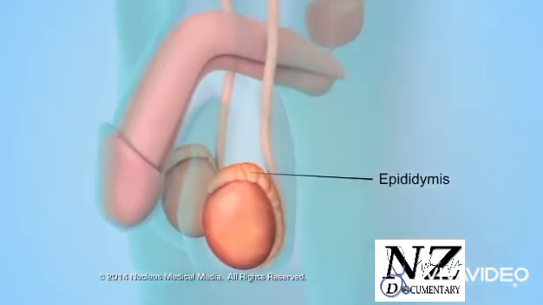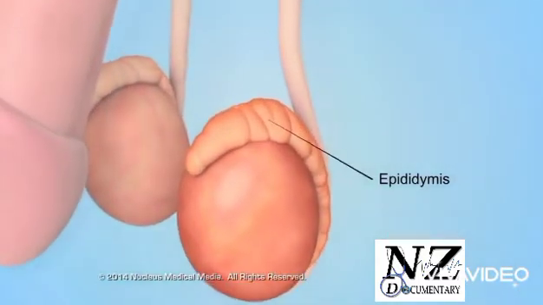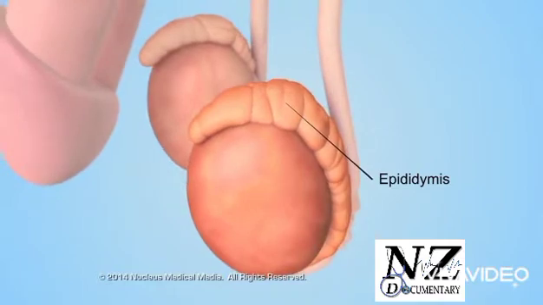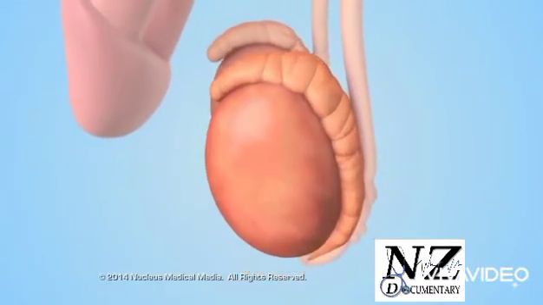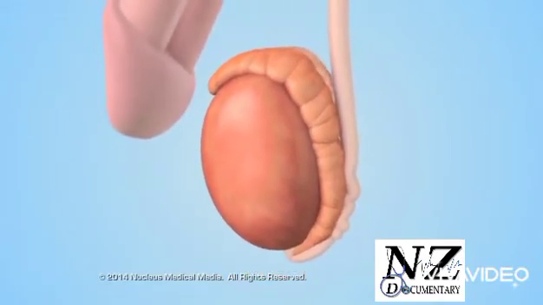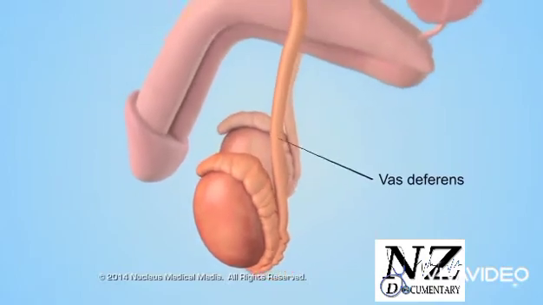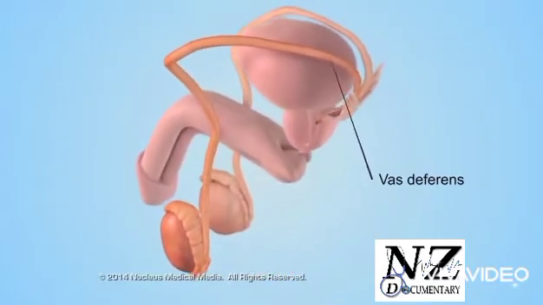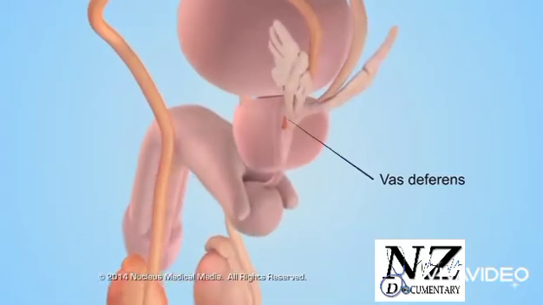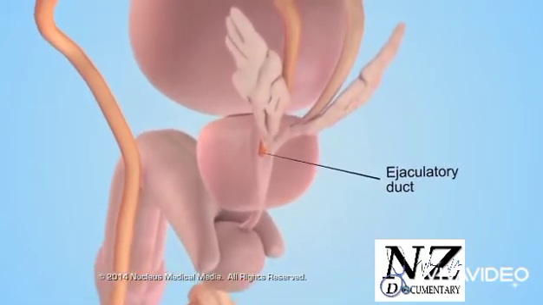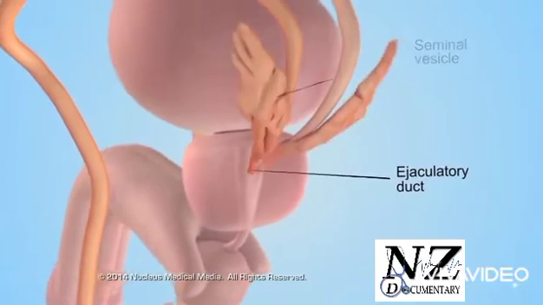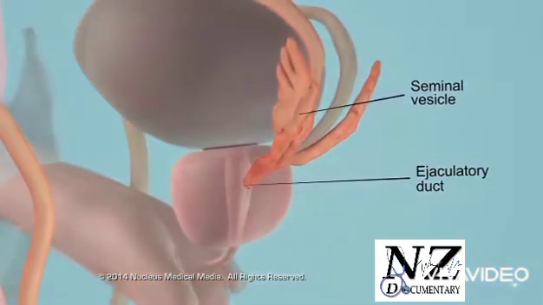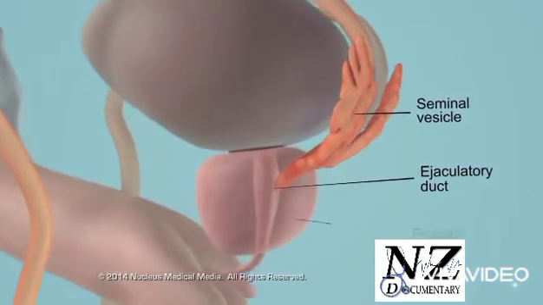Connected to each testicle is a mass of coiled tubes called the epididymis. Each epididymis stores immature sperm while they continue to develop. During sex, sperm travel through a tube attached to the epididymis called the vas deferens to another tube called the ejaculatory duct. There, sperm mix with fluids from two glands called seminal vesicles, as well as the prostate gland.